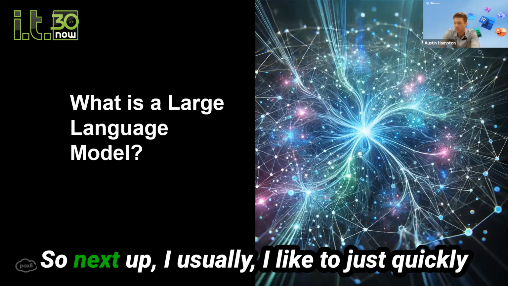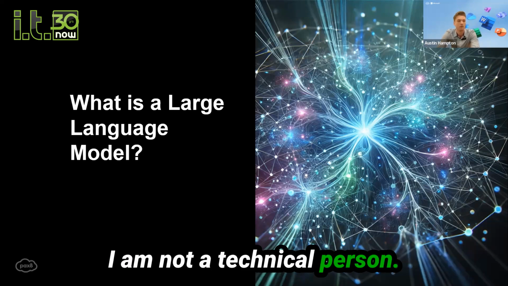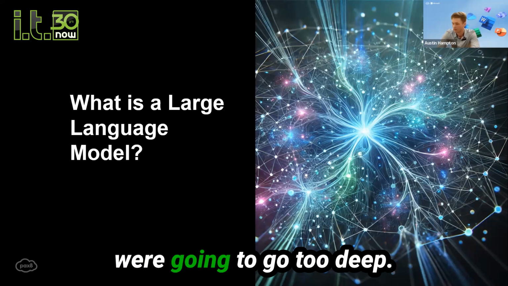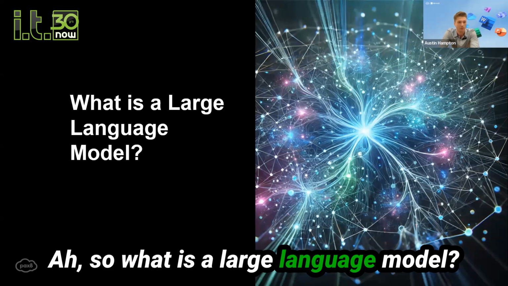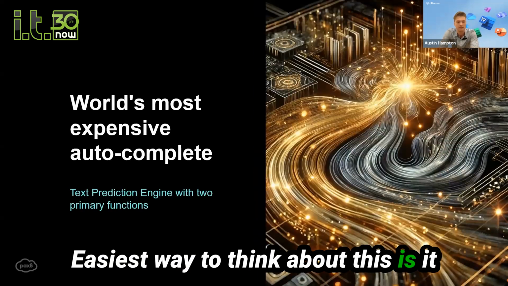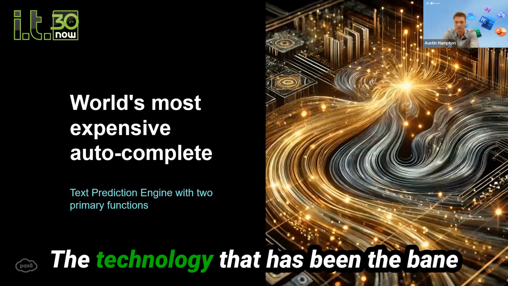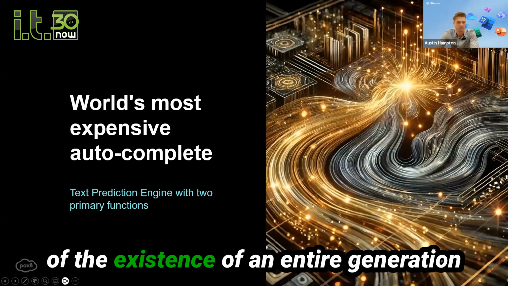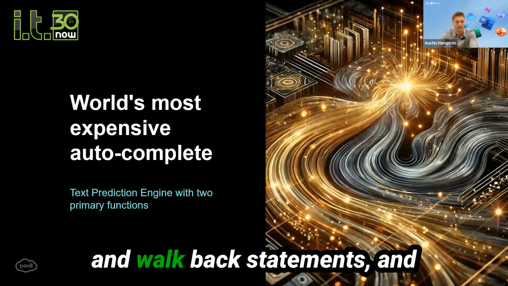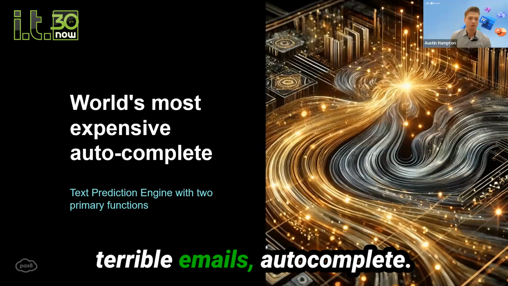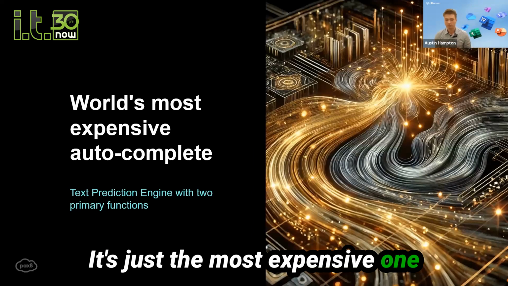So next up, I like to just quickly go over, in the least technical way possible, I am not a technical person. So if you were all afraid we were going to go too deep, don't worry, nowhere near ones and zeros, just basic language. So what is a large language model? Easiest way to think about this is it is the world's most expensive autocomplete technology ever made. The technology that has been the bane of the existence of an entire generation, causing awkward conversations and walkback statements and terrible emails, autocomplete. This is that technology. It's just the most expensive one ever made.